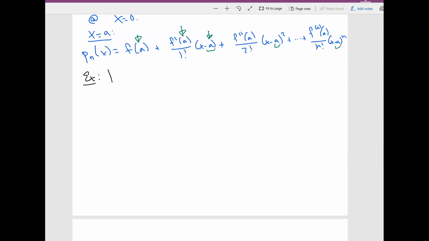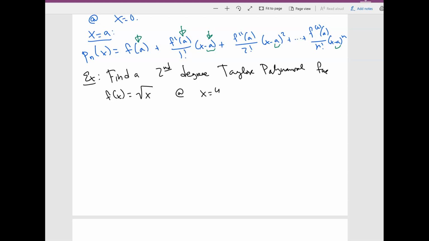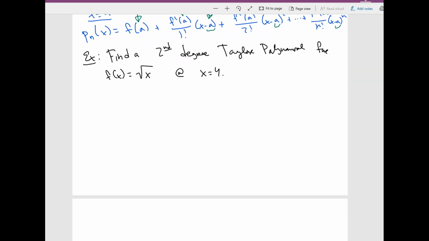So let's say we want to find a second degree Taylor polynomial for f of x equals square root of x at x equals 4. Notice that it's not centered at 0 anymore. Because we want the second degree Taylor polynomial, we want 2 derivatives.